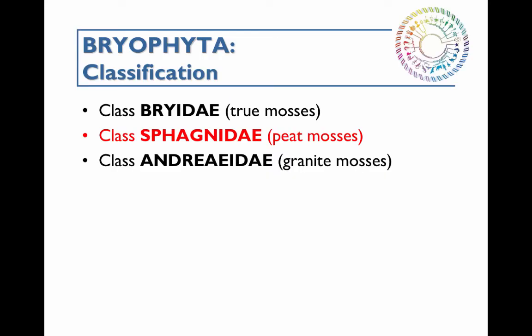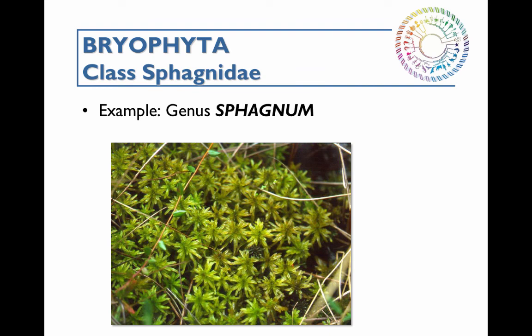Very briefly, to close this lecture, I want to talk about the Sphagnidae and the Andreidae. I don't want to say too much about these two different classes because they're not as important as the Bryidae. But I would like to just show some photographs so you know what the plants look like. And I'd also like to just highlight a couple of interesting features about each of them. We'll start off with the class Sphagnidae. And I'm going to use the example of a genus called Sphagnum.